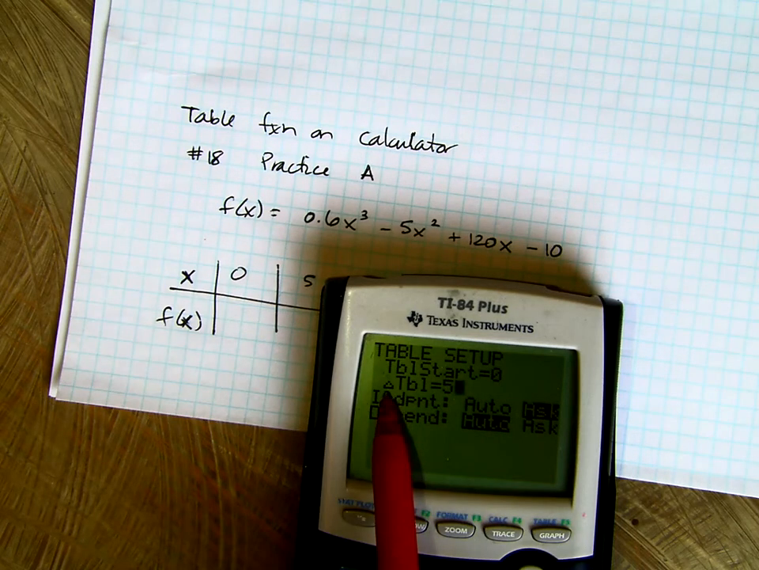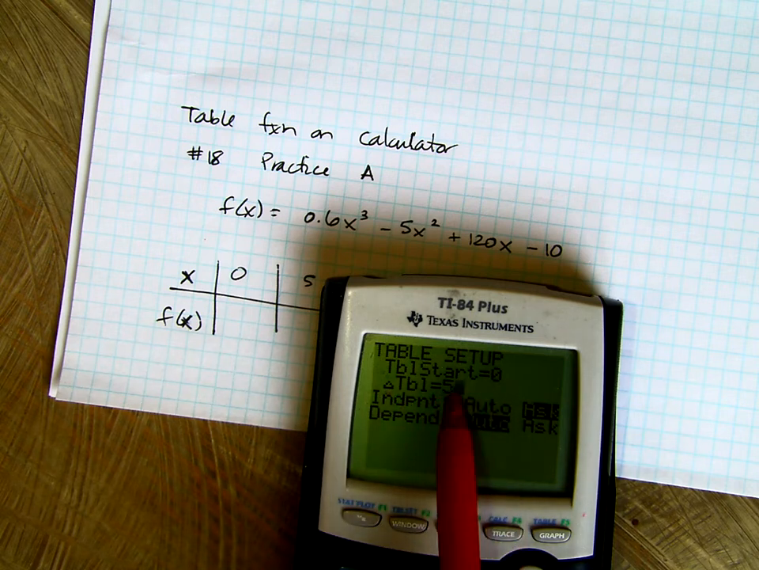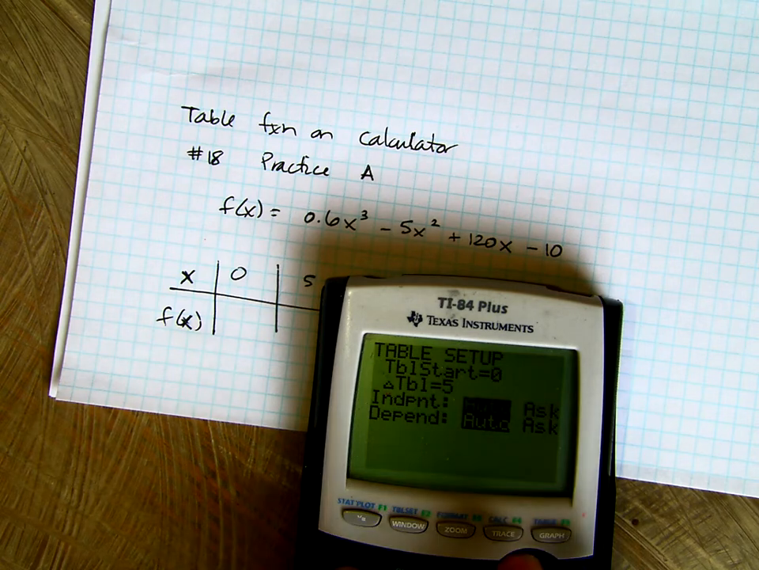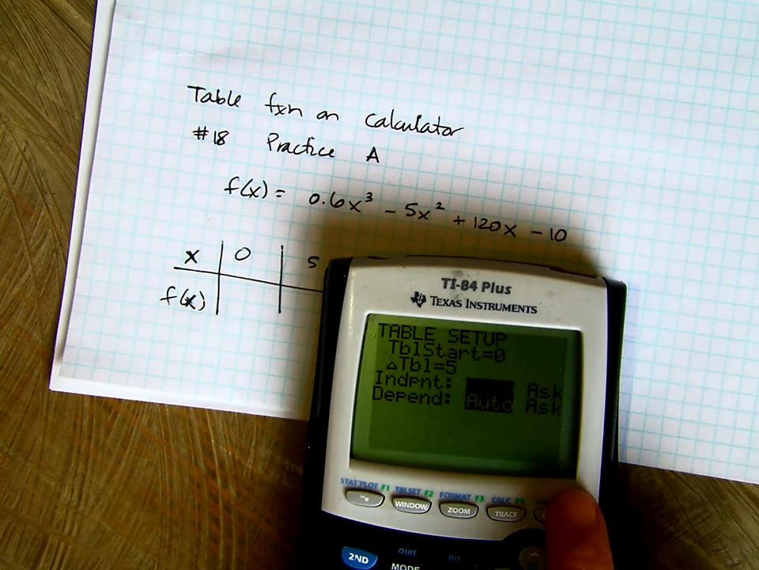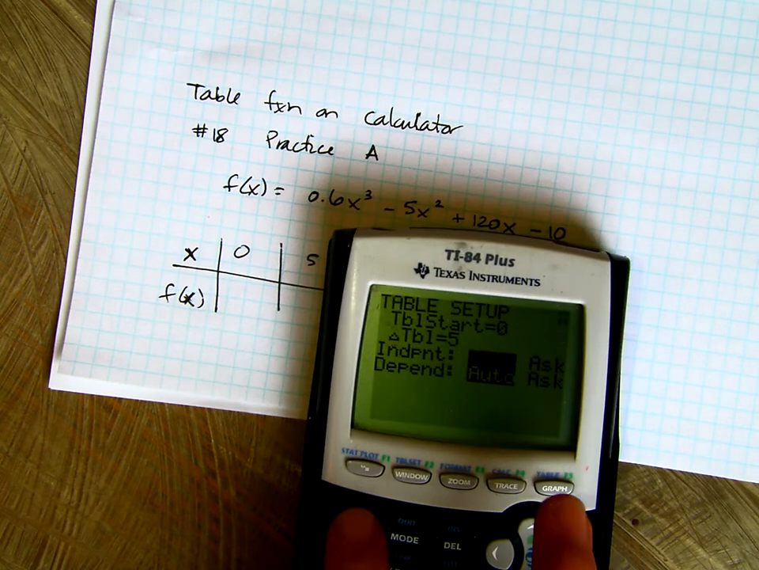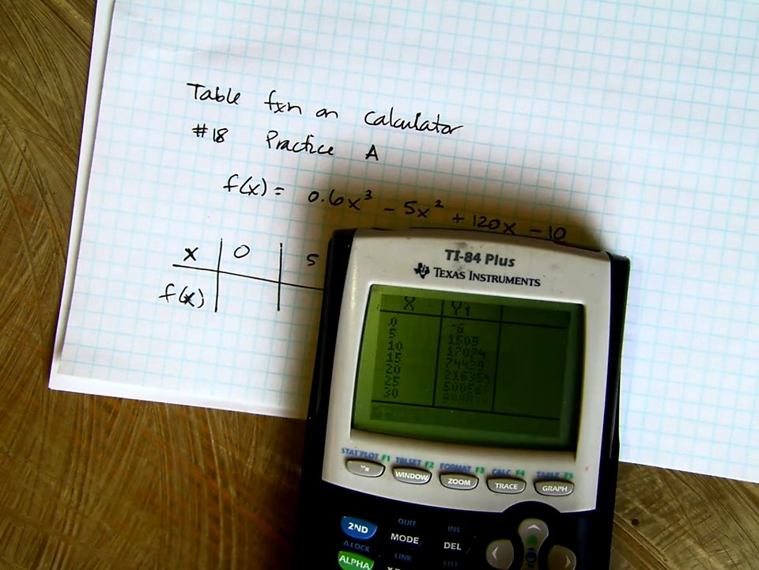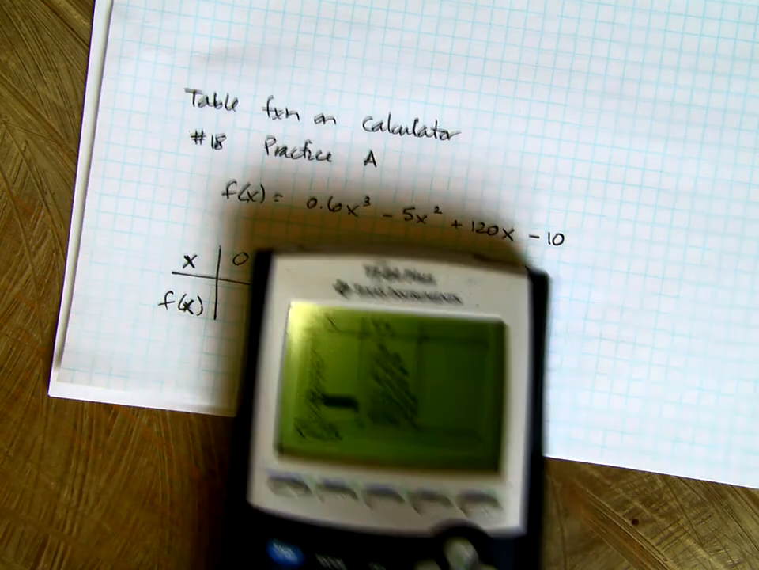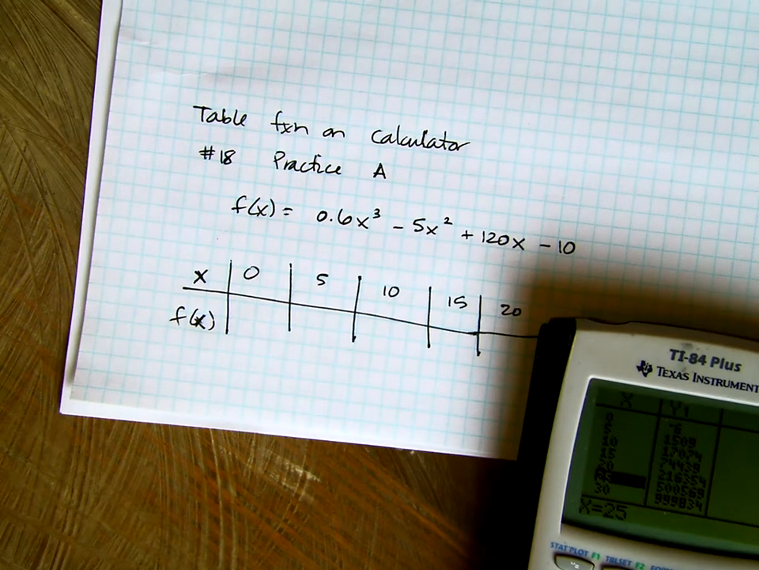Remember that delta means change. What's the change you want in the table? I want to go by 5: 0, 5, 10. And then I want to say auto. So then if I want to see my table, I go second table. I'm not looking at a graph. And there's my table of 0, 5, 10, 15, 20, 25. Slick way to get a bunch of values.